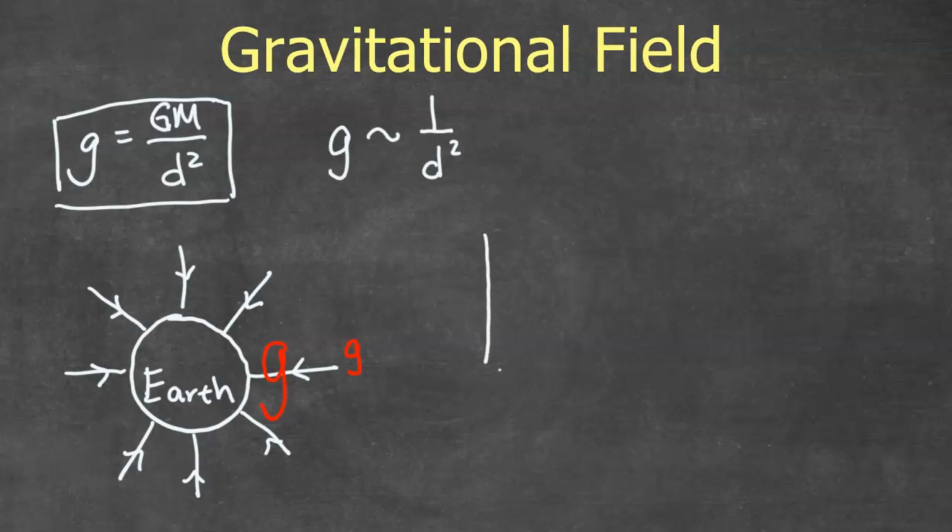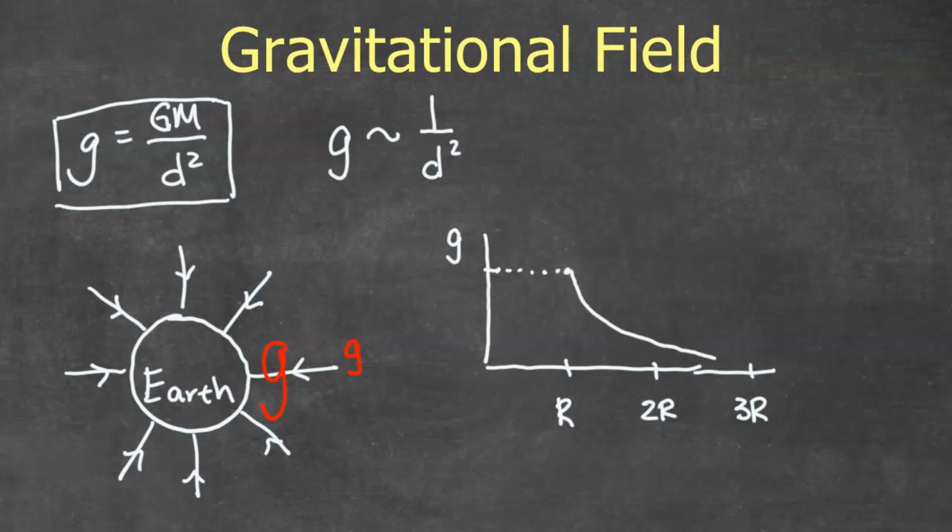If we drew a graph, and on the y-axis we had gravitational field, and then on the x-axis we had the distance from the center of the planet. So let's say this is r and 2r and 3r from the surface of the Earth, and this would be 9.8 on the surface of the Earth. As you move away from the Earth, it's going to decrease because it's an inverse relationship.